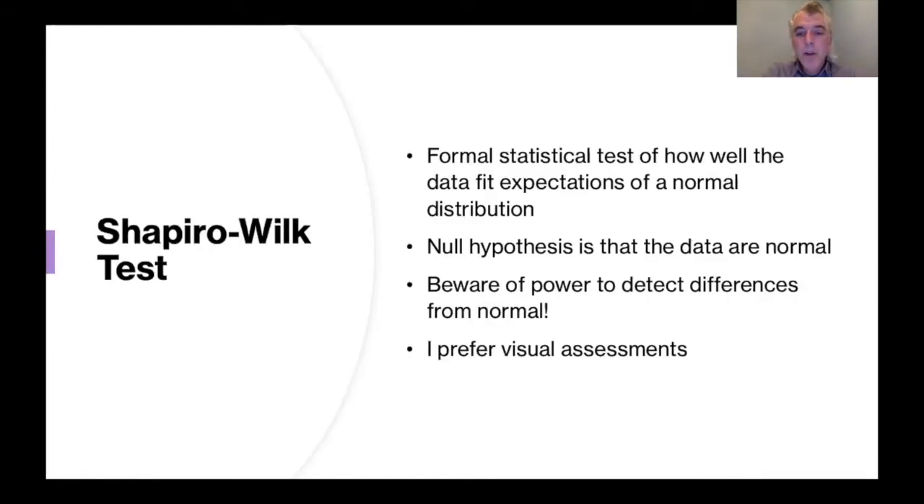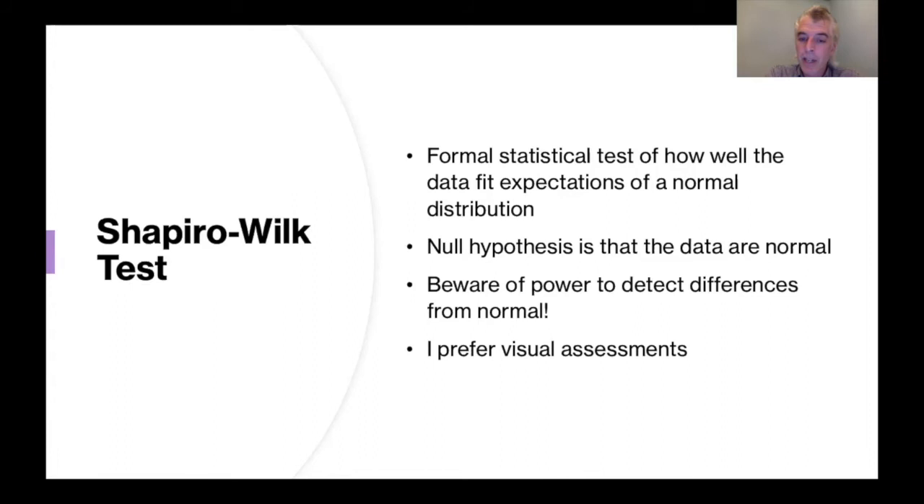Now, there is some nuance to looking at these visualizations to try and assess whether or not our observations deviate from a normal distribution. And so it's not uncommon to want some sort of objective test that will tell us, are our data normally distributed or not? And there is such a test called a Shapiro-Wilk test that provides us with a formal statistical test of how well our data fit the expectations of a normal distribution.